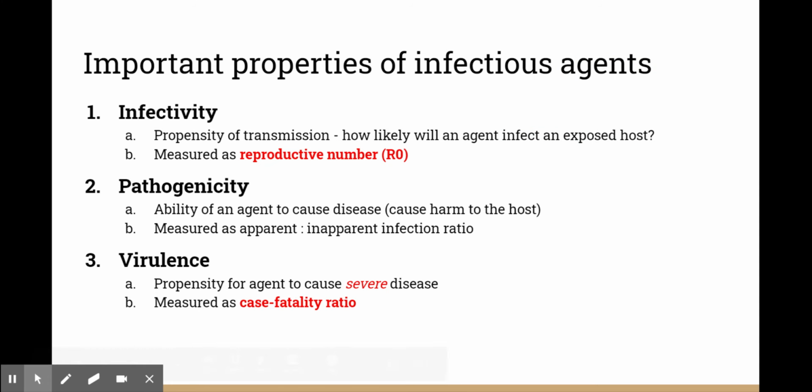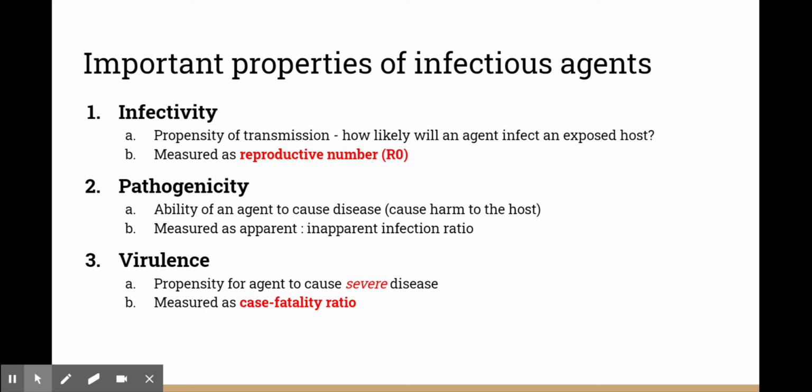Okay, so we talked about the different ways that we can categorize infectious agents. And not all infectious agents are basically created equal in the eyes of an infectious disease epidemiologist. How seriously should we be taking this virus or that bacteria? Basically, how badly is it going to get us sick? How quickly is it going to spread? Is it going to kill us?